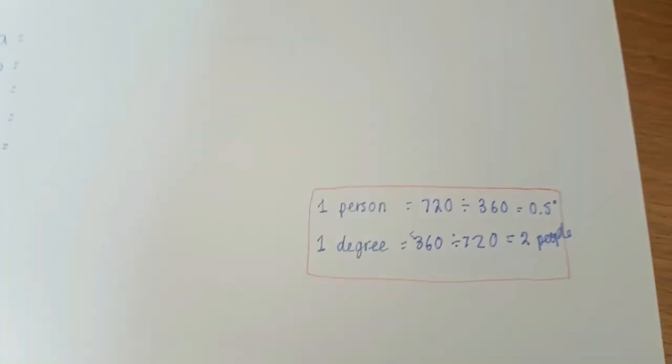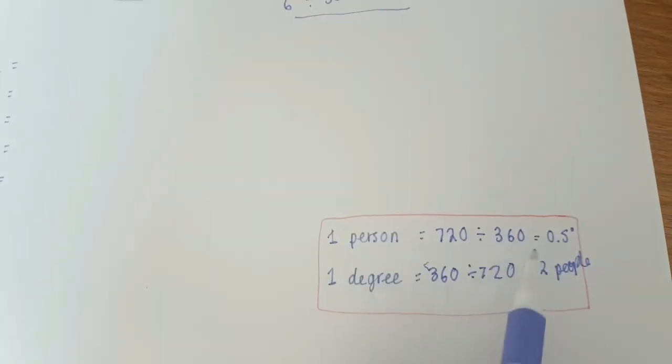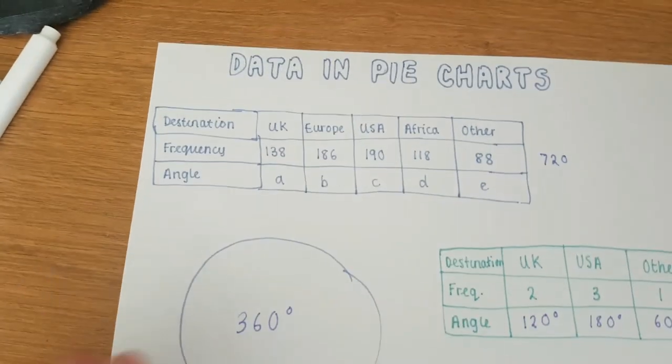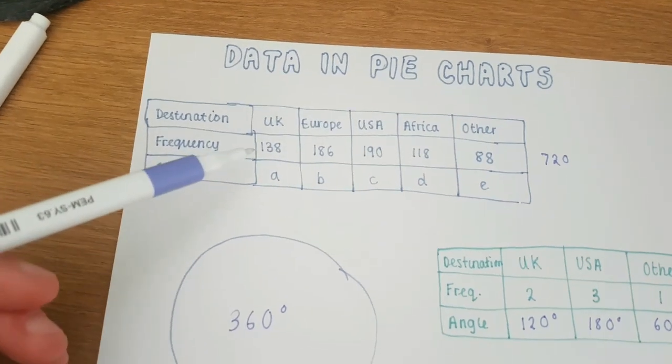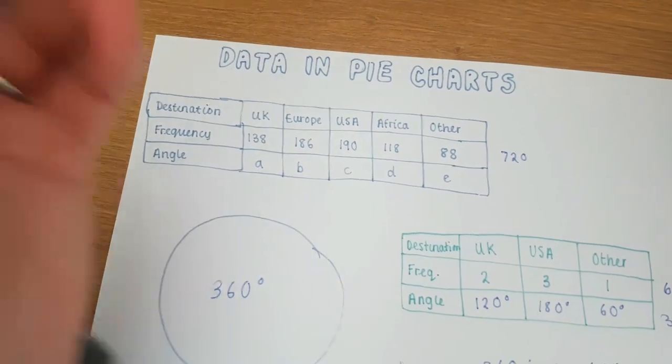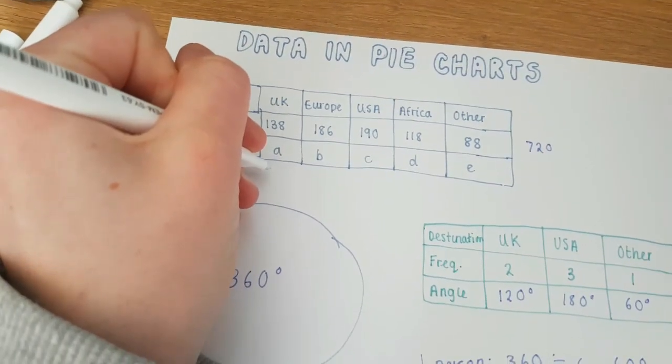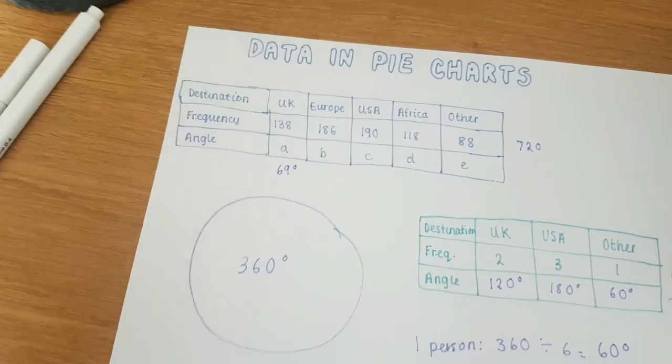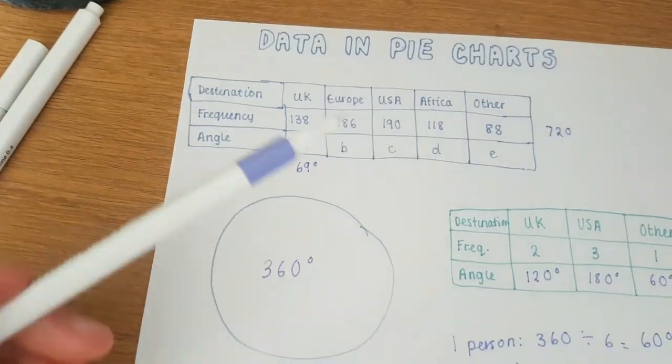With this information, I can just put it back into the table. So if I know that one person is equal to 0.5 degrees, there are 138 people here. So dividing that by 2, I get 69 degrees. And we carry on like this. So we substitute it back in and we can find the angle for each of these.